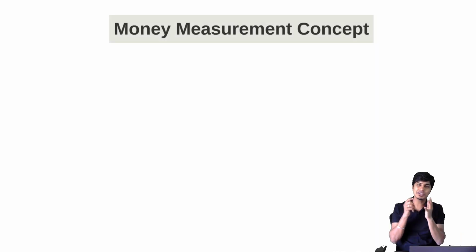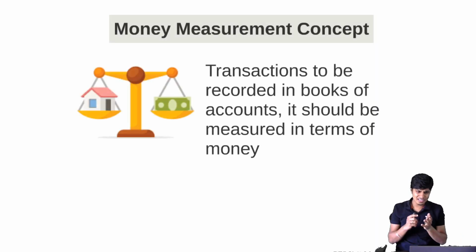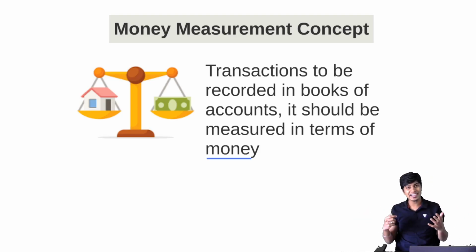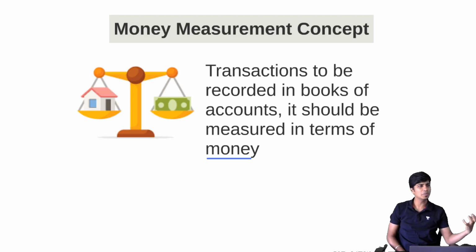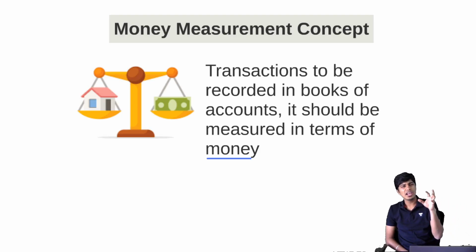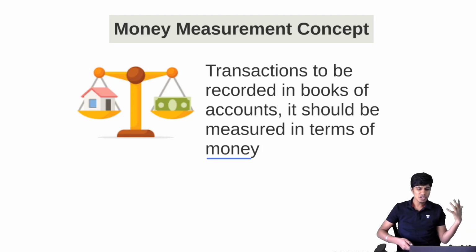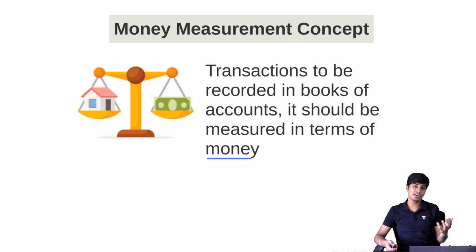Got it? So the money measurement concept says that any transaction to be recorded in the books of accounts should be measured in terms of money. Why exactly money? It is a universally accepted unit of measurement. If I ask you what is the cost of a mobile phone, you will say in a universally accepted currency. You would say in Indian currency some 15,000 rupees, or some $100, or some 8.5 pounds or euros. Any product will be quantified or measured in terms of money.